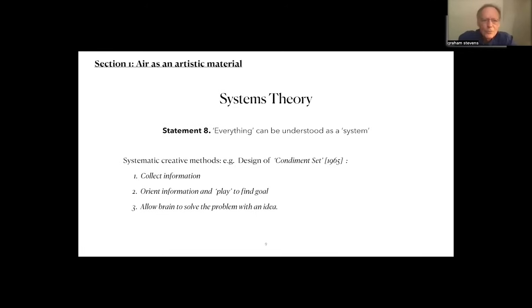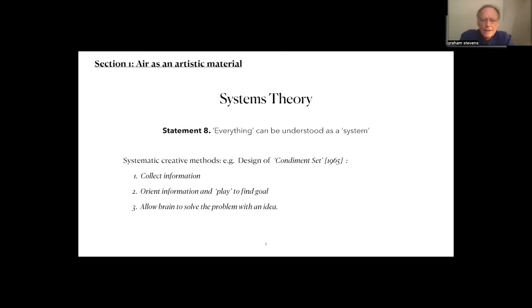So, first part, section 1, air as an artistic material. This is as opposed to art being painting and sculpture made of metal or clay and painting with paint. To use air as an artistic material. And we're being taught systems theory, the main thing by Professor Broadbent, which is that everything can be understood as a system. So in kinetic art, in other words, everything is moving and it's operating according to a system. It's not a static object in space.